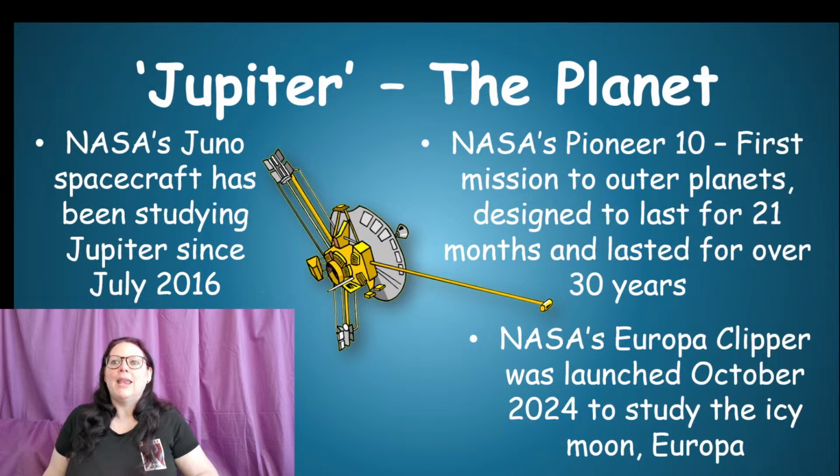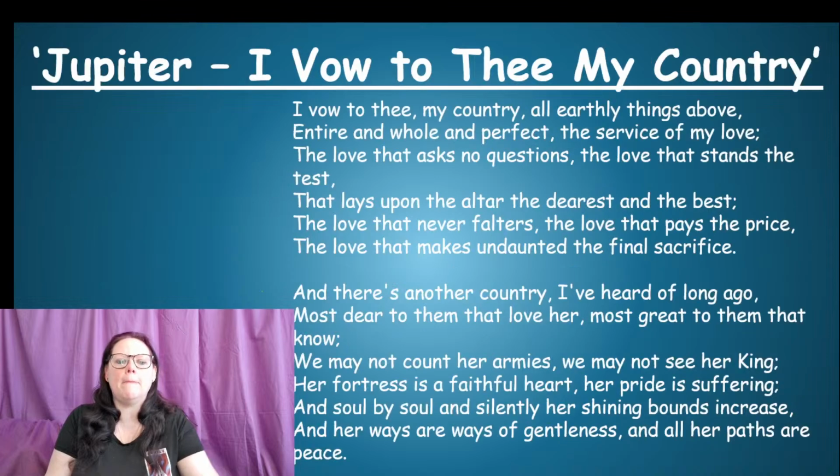Wow. NASA's Juno spacecraft has been studying Jupiter since July 2016. And NASA's Europa Clipper was launched in October 2024 to go and study Europa, the icy moon. It's designed to discover whether there are places below the surface that could support life, because, as I said, they think that the moons are the best places to explore to see if there's anything that can support life. Quite amazing.